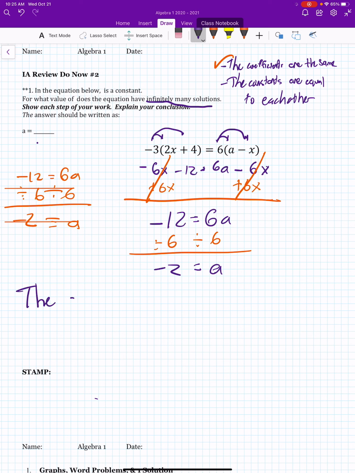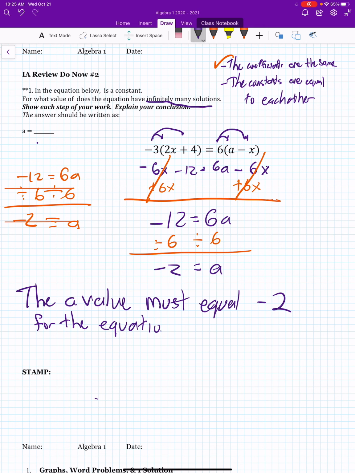Therefore, the a value must equal negative 2 for the equation to have infinitely many solutions.